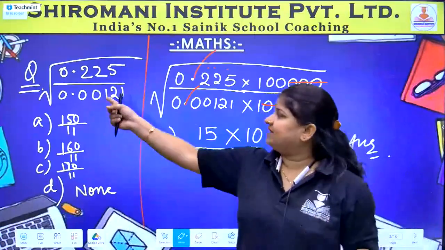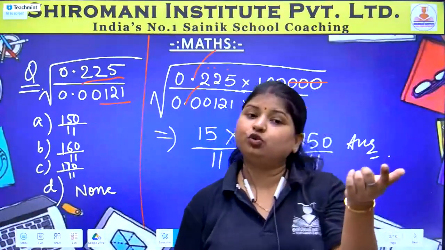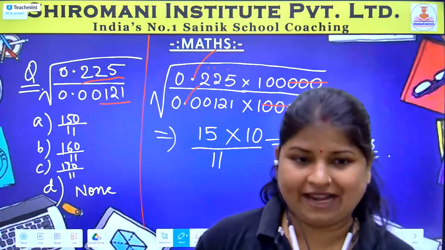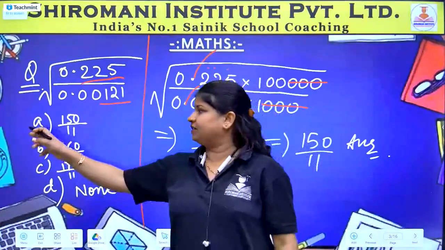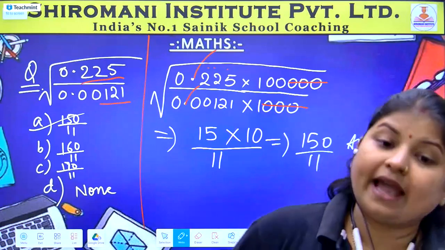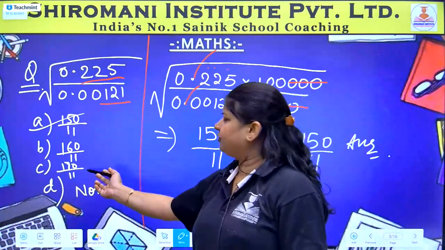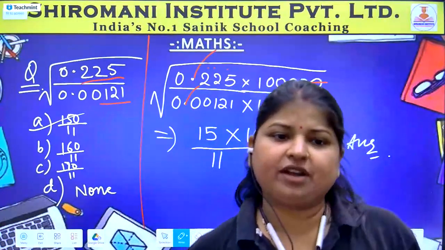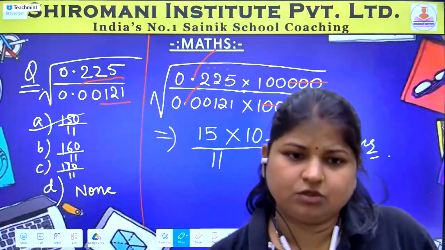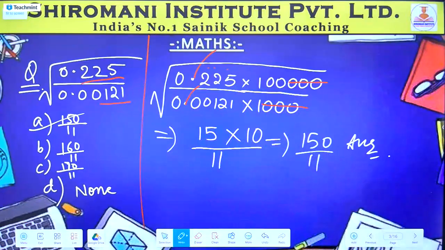And what's that? I see 225 in the numerator, 121 in the denominator. So 225 is the square of what? 15. And 121 is the square of 11. So here I have 15 and 11. So option A. Got it? And why option A? Suppose there was something else also, like 15 by 9 was also there, or 105 by 11 was there. So then what to do? So this is the particular process by which you will get 15 by 11.